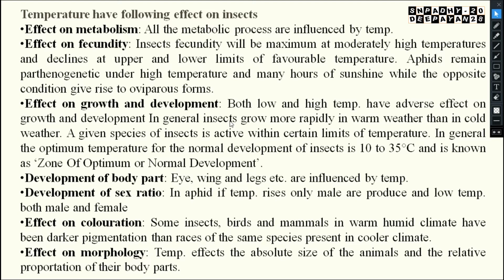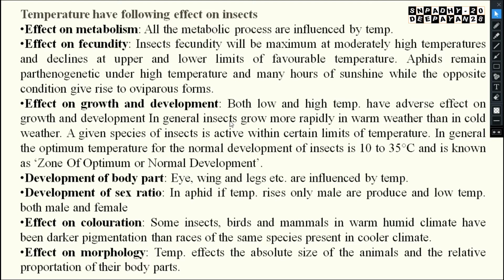For example, if you increase the temperature slightly above the normal optimum temperature, then metabolic activities will be somewhat accelerated. But if you go beyond that certain limit of temperature, then what will happen? It will affect the process adversely. Again, if you go below the optimum temperature, then slowly the metabolic activities will be reduced. The speed will reduce and automatically the insect will die. So this is the effect of temperature on the metabolism of insects.